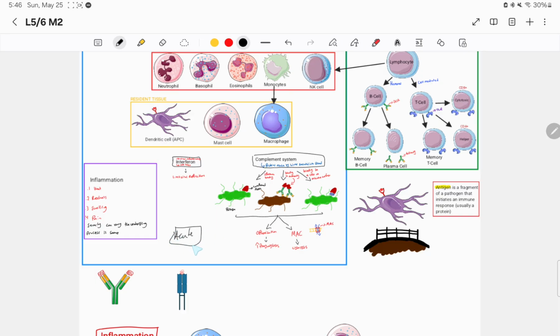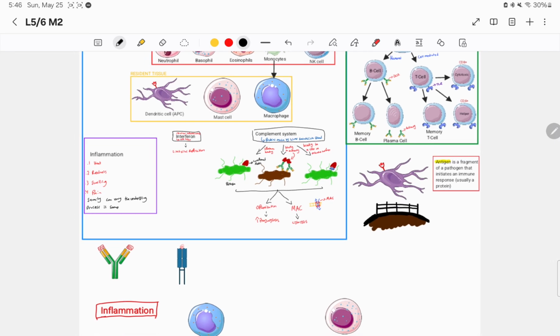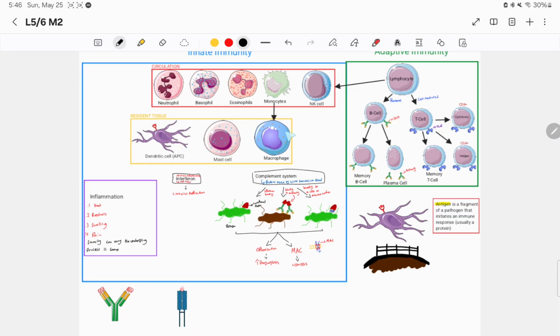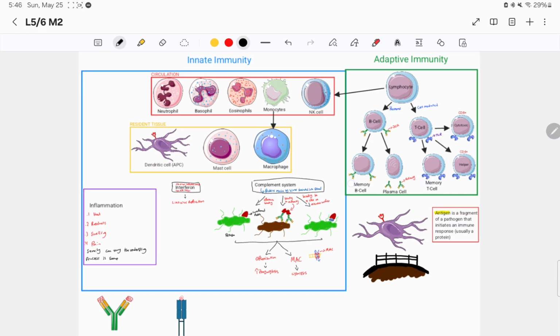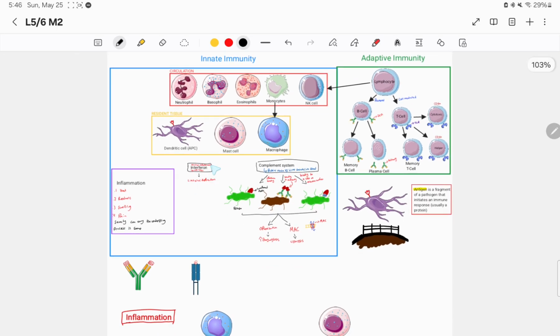And its entire goal is to just clear the pathogen, kill it, and then initiate the repair response, right? All right. So this right here is all of the innate immune responses that we have to prevent infection or clear that infection.